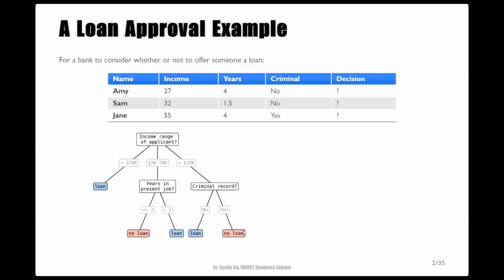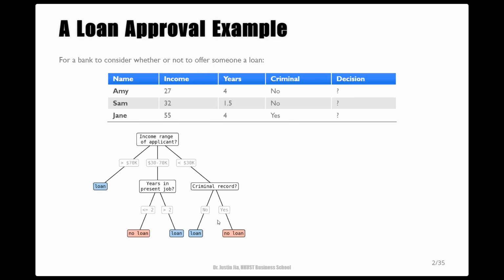To illustrate the need for user-defined functions, let's consider a loan approval example. Suppose the information a bank maintains about its customers is displayed in this table, where each customer is described in terms of these four characteristics. To decide whether or not to offer a customer a loan, the bank applies the rules described by a decision tree, which collects tests on different customer characteristics and leads to different loan approval decisions.